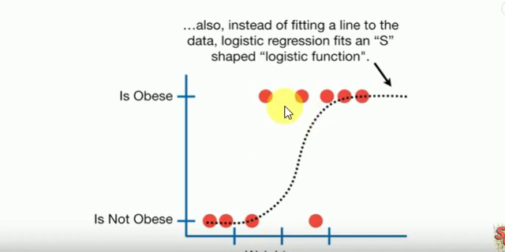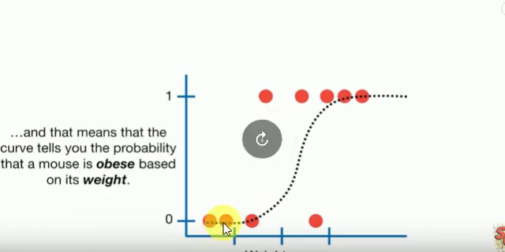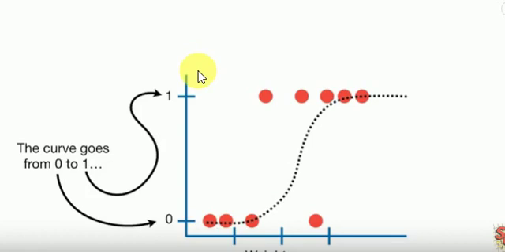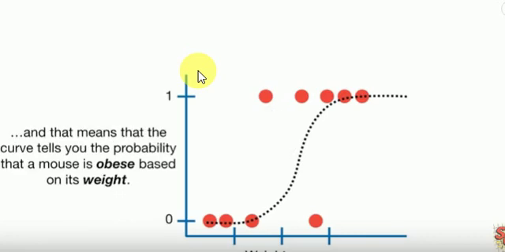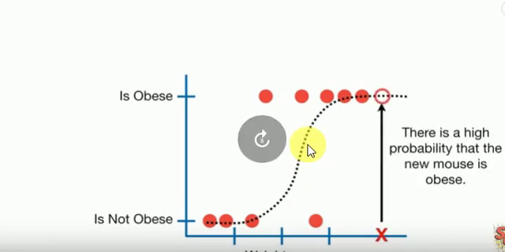Here they plotted the points on a graph, and all these points say that the mouse is obese, and these say that the mouse is not obese. The curve usually goes from 0 to 1. So here we are basically checking the probability of a mouse being obese or not obese. So intermediate points like these usually have a probability of about 50%.